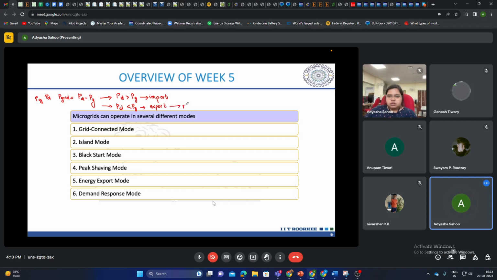The microgrids, according to the tariff at that time instant, can get paid for this extra amount of power that they are injecting into the grid. Then second is the islanded mode of operation. Here, let's say there is a fault on the grid side, then the microgrid can isolate and operate on its own.